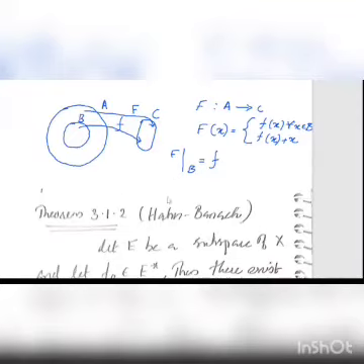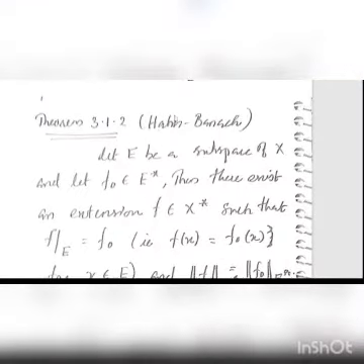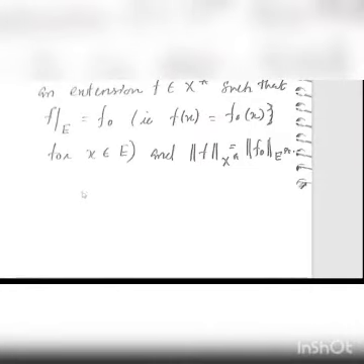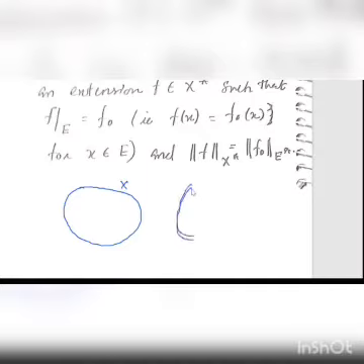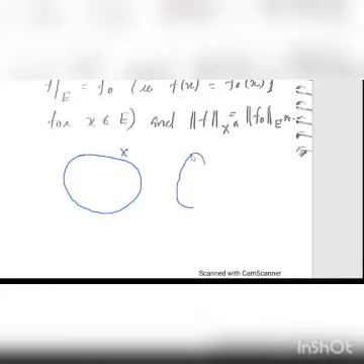Now for the Hahn-Banach theorem, I told you it is also called the Hahn-Banach extension theorem. What this theorem says is that you have your X star. Suppose this is your X and this is your real valued function, real or complex. Anyway, I am taking this to be a real valued one.